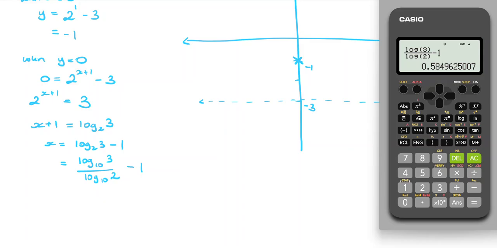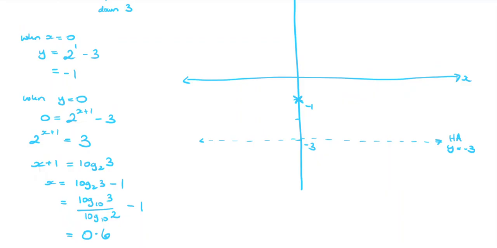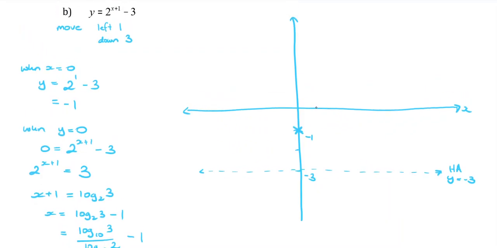So 0.58, or even 0.6, is probably more accurate than I can do on this graph. So x equals 0.6. I'm going to mark that here. So 0.6 is that value. And my exponential is going to be coming up from there.